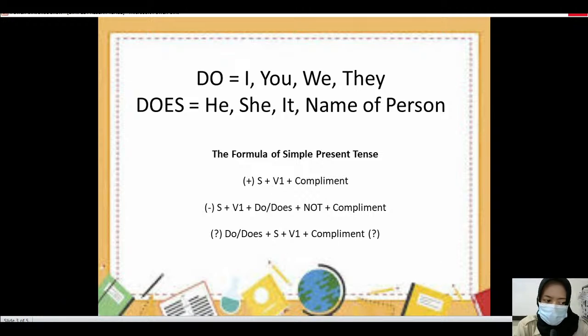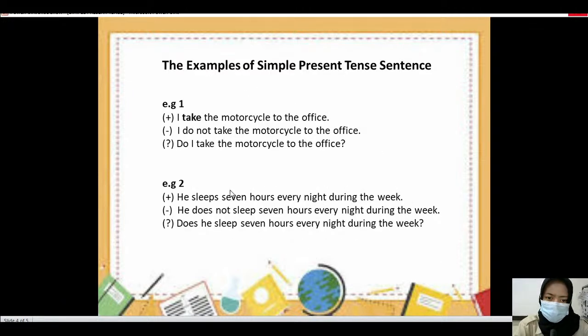Here, Miss has two examples. You can see them on page 4. The example of simple present tense is I take the motorcycle to the office. Negative, I don't take the motorcycle to the office. Meanwhile, interrogative, do I take the motorcycle to the office?